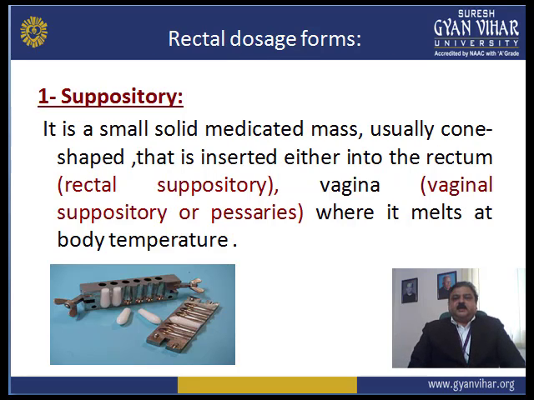Then coming to the rectal dosage forms. That is suppository. It is a small solid medicated mass, usually cone shaped, that is inserted either into the rectum, known as the rectal suppository, or the vagina, known as the vaginal suppositories, or we call them pessaries also, where it melts at body temperature, that is 37 degrees centigrade. So these are the suppositories. As you can see, these are cone shaped, and this is your suppository mold in which they are made. Right?